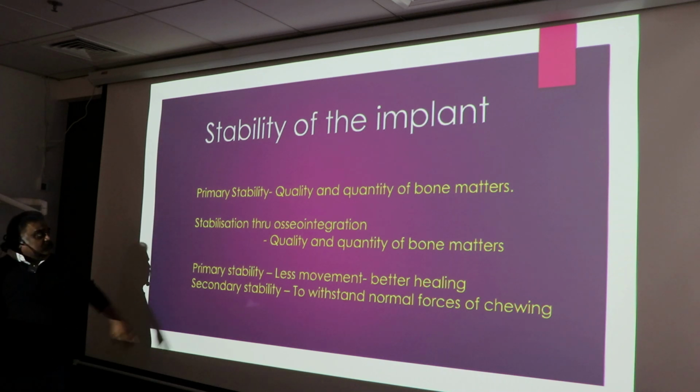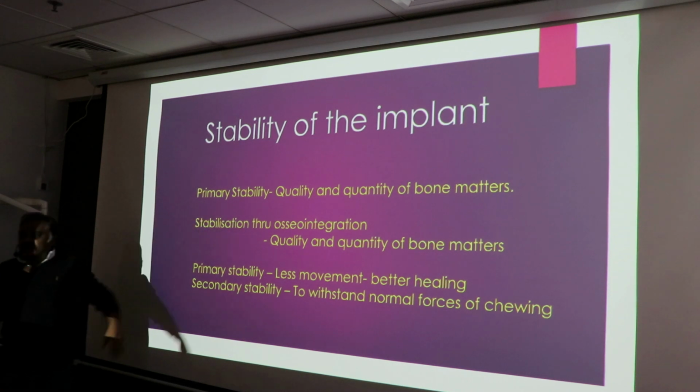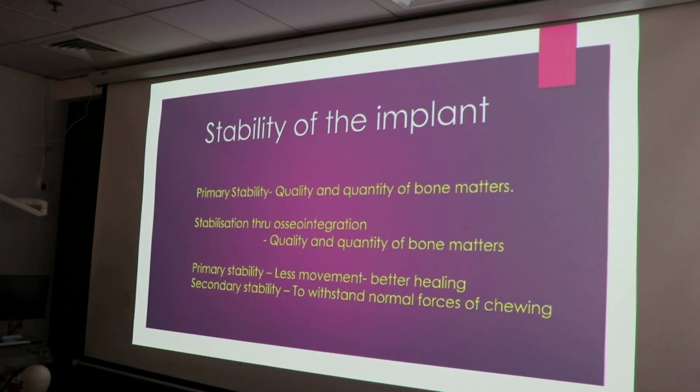Primary stability is the first one which you get after you place your implant, and as you rightly said in theory, the quality and the quantity of the bone matter. Stabilization through osseointegration is the second aspect of your implant getting stabilized for you to give the permanent restoration, and it also relies on the quality and the quantity of the bone. So why do you need primary stability? As you rightly said, less movement, better healing. Secondary stability is to withstand the normal forces of chewing.